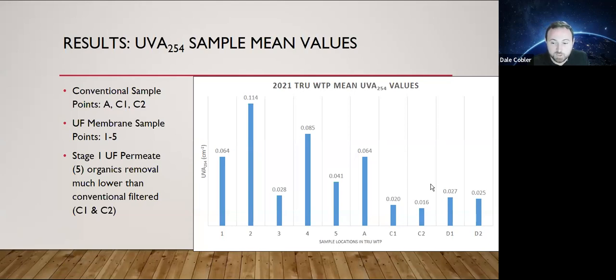The conventional treatment plant averaged a 72% removal of organics through the normal coagulation, flocculation, sedimentation, and filtration processes. If you look at sample A, and then you look at samples C1 and C2, that's after the treatment happened. And then the 1st stage ultrafiltration system averaged a 52% removal, with sample 4 as the feed water, and then sample 5 is after the treatment occurred.